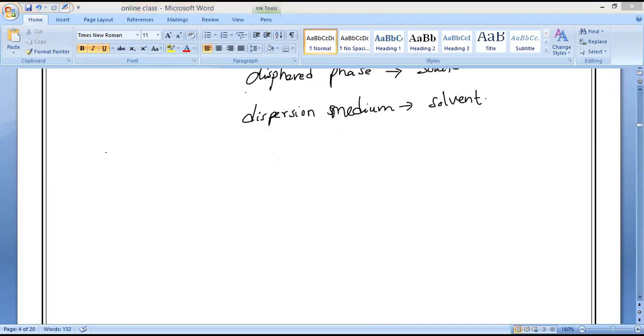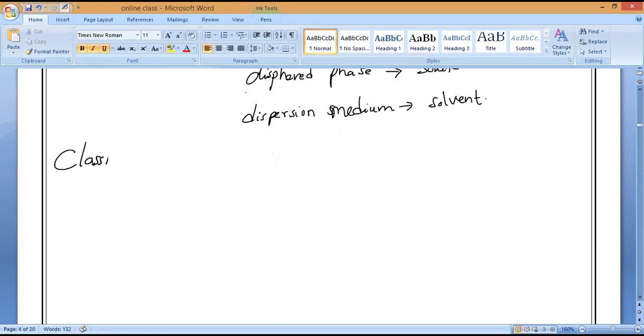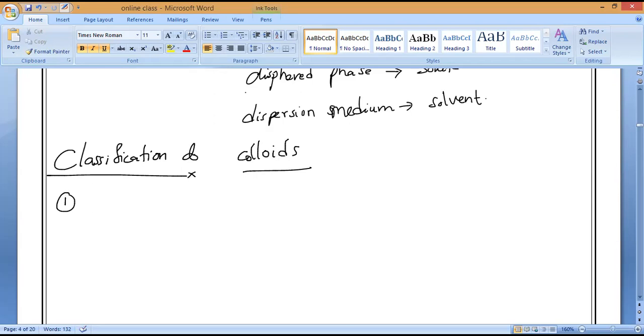So totally how many types of colloids will we have? Classification of colloids, everybody. Seven types. Please respond. How many are there? Totally seven types are there. So what is the first one? Say it fast. Last class we studied that.